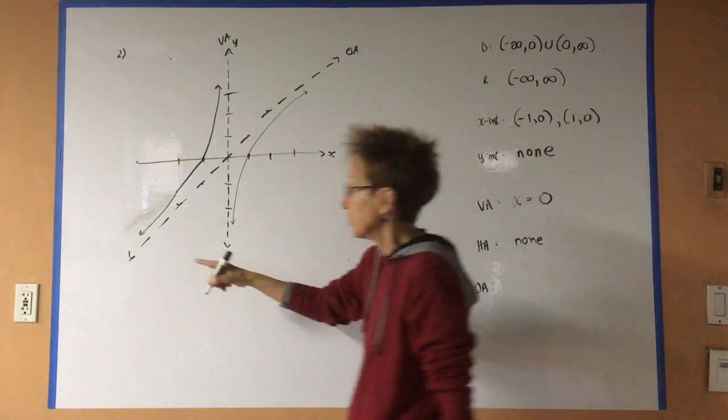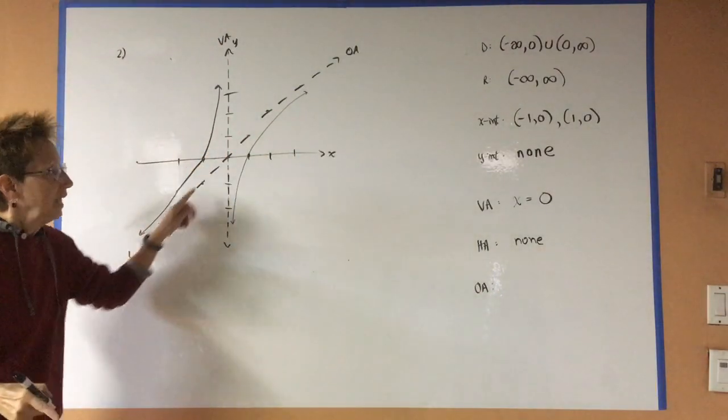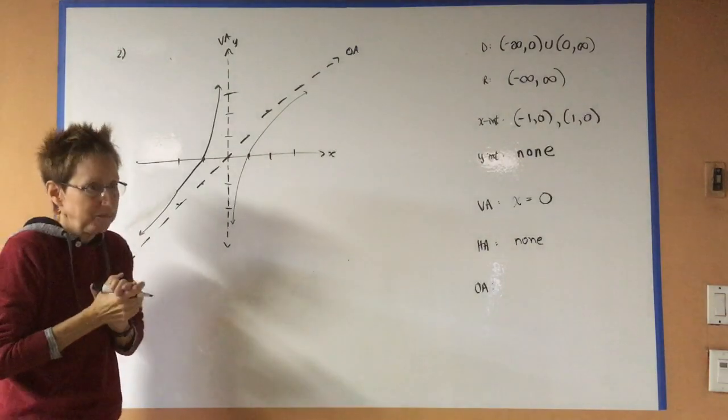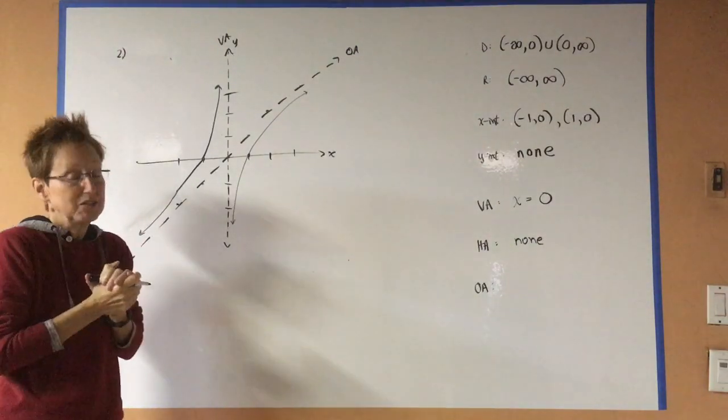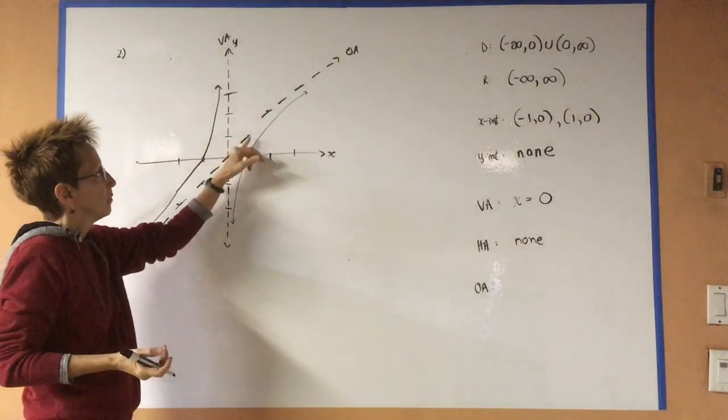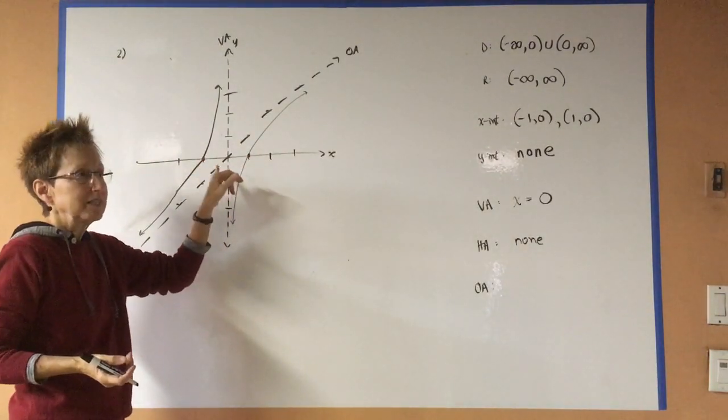Oblique asymptotes, I do see an oblique asymptote right there, and I have to come up with its equation. Well, we should be able to do this. First of all, we should know this one as a basic function, but if we don't, look at the ordered pairs, look at the intercept and the slope.